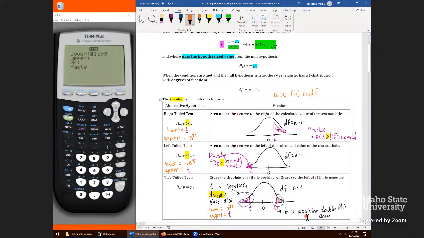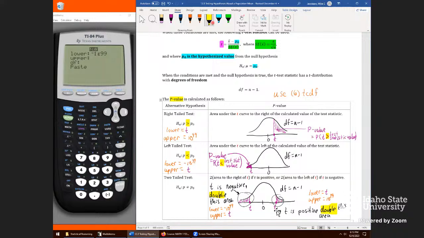If we're in this location, T is positive, then we'll say lower would be equal to the test statistic T on this one, and upper right here. Well, the thing that we're doubling wouldn't be the test statistic, it'd be the actual area itself. So we're gonna double that area. Well, the upper is still going to be 10 to the 99 on this one. So upper equals 10 to the 99.